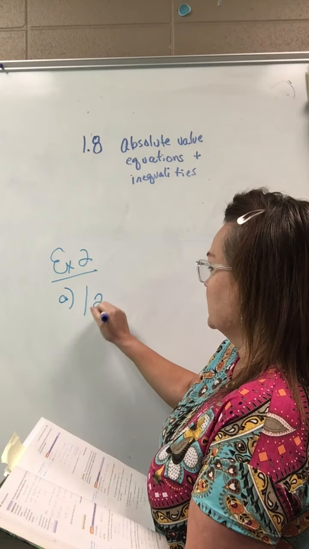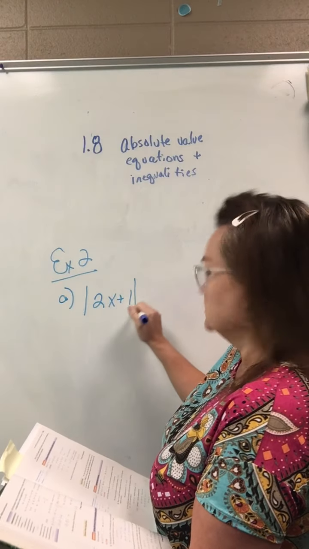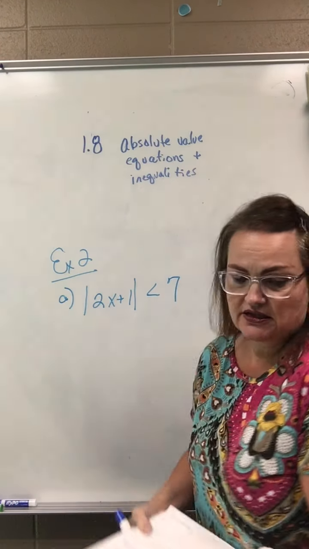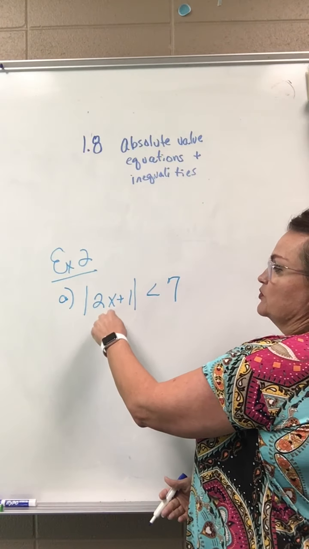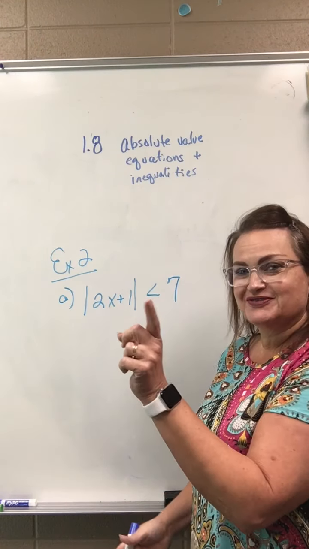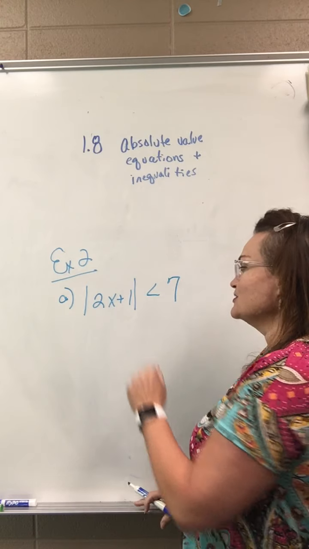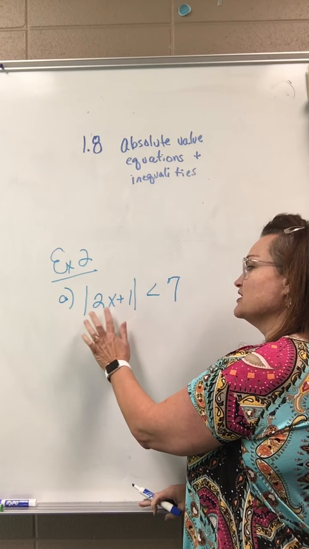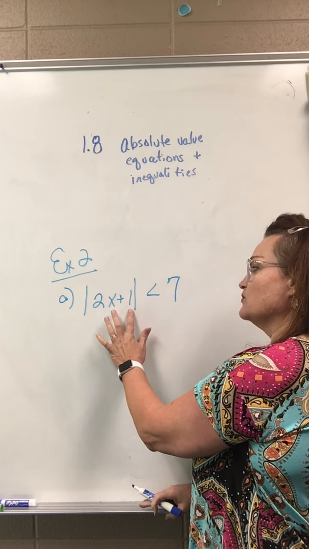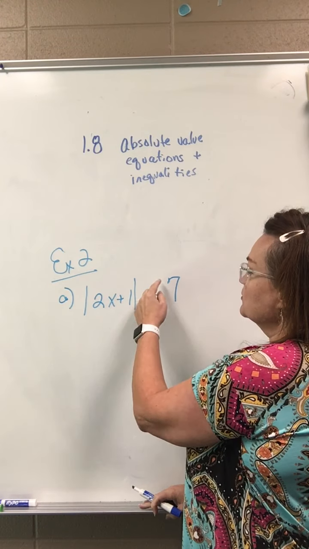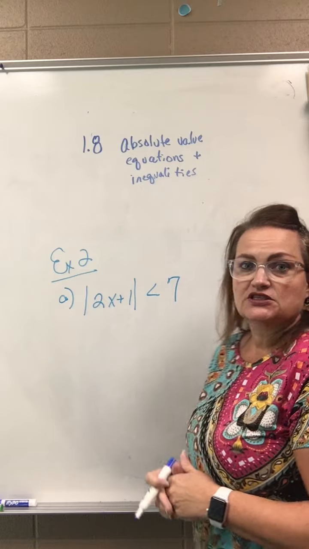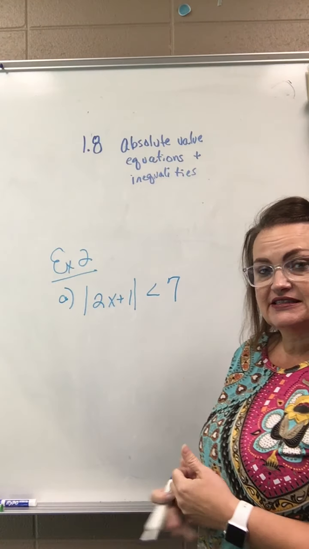So we have absolute value of 2x plus 1 less than 7. Let's think about what this means. We're looking for a number we can plug in for x. We're always looking for x, right? We're always trying to figure out what would solve this. What numbers can we plug in for x, times it by 2, add 1, and that absolute value, which is going to be a positive, will be less than 7. So all the things that would make it less than 7.